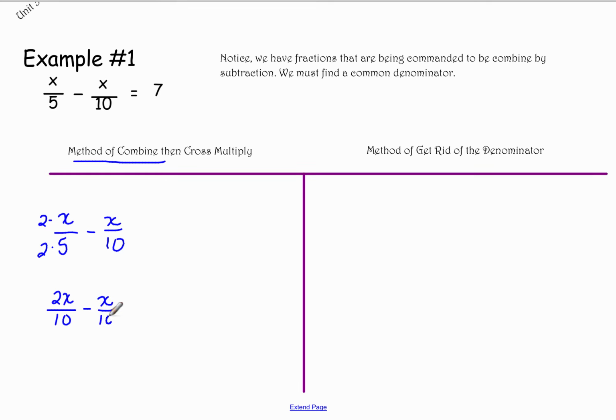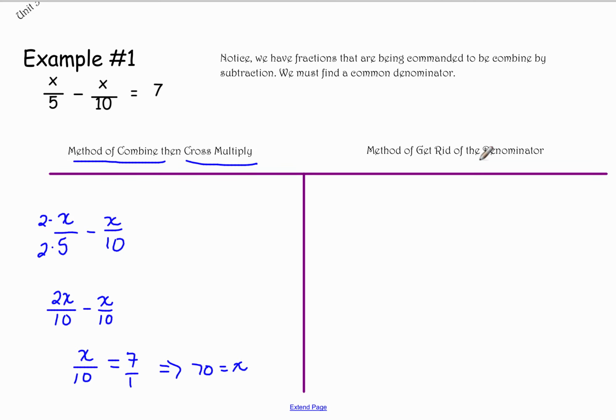Now my brain tells me I may put these 2 fractions together to form 1 because of a common denominator. X over 10. And now I can finally bring in the equals 7. Cross multiply. When I have a fraction equaling a fraction, hopefully you learned in 6th grade, you may cross multiply. And you get 70 equals x.